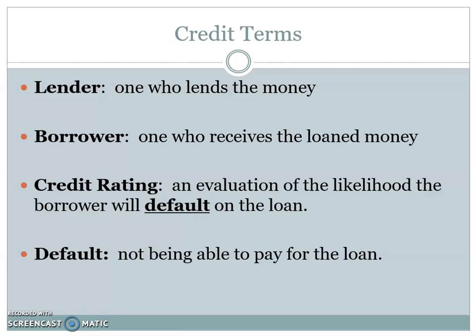When it comes to credit, there's a few terms. A lender is the one who's lending you the money. I have a Visa credit card, and Visa's giving me that money to use every month. The borrower is the one who receives the loaned money. That would be me. The credit rating is the likelihood that I'm going to pay back that money to Visa. And defaulting means I can't pay it back each month. That's bad. You don't want to default.